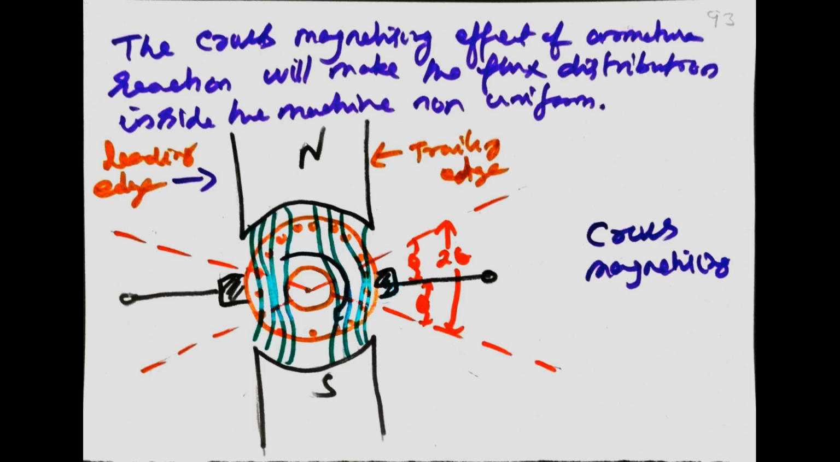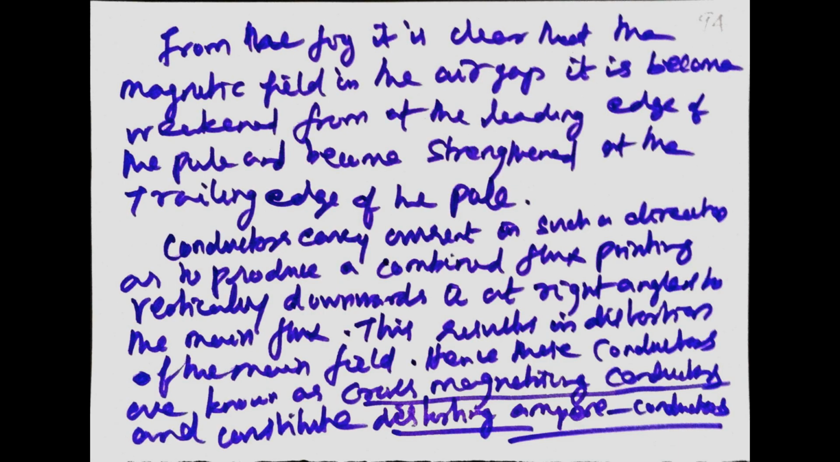The cross magnetizing effect of armature reaction will make the flux distribution inside the machine non-uniform, as shown in the figure. The leading edge is weakened and the trailing edge is strengthened at the air gap. 2 theta is the conductor shifted degree, theta is the brush shifted degree. From the figure it is clear that the magnetic field in the air gap becomes weakened at the leading edge of the pole and becomes strengthened at the trailing edge of the pole.